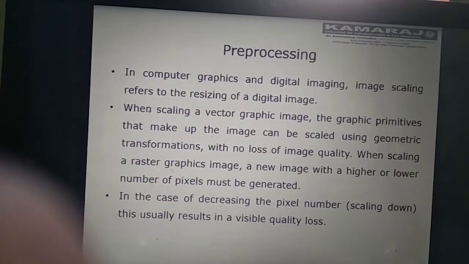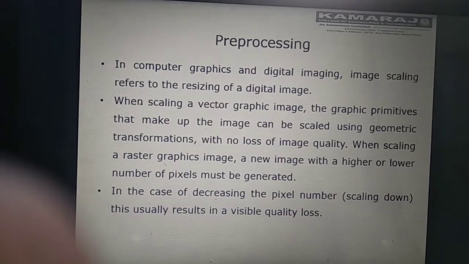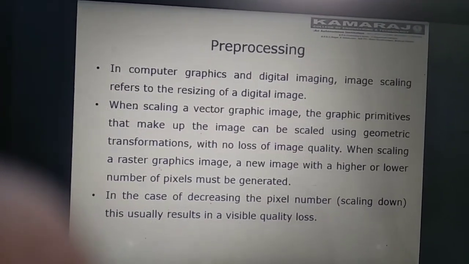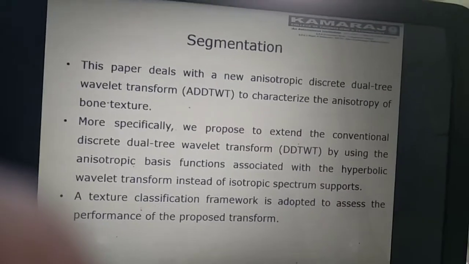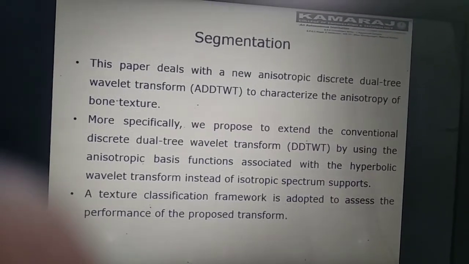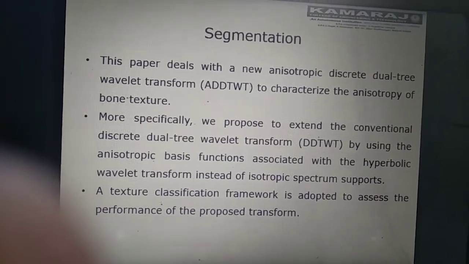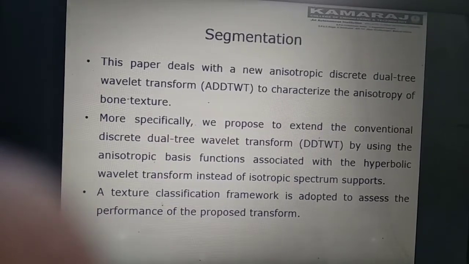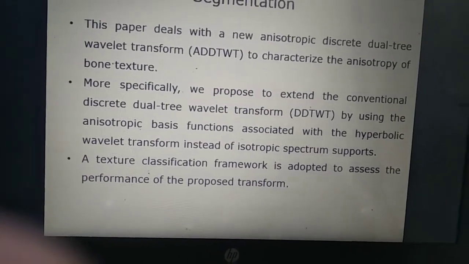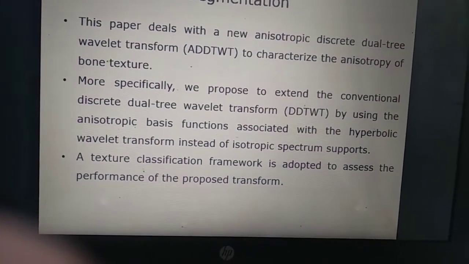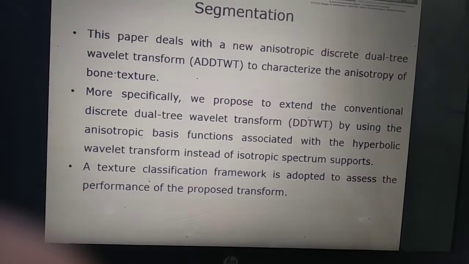Pre-processing. In computer graphics and digital imaging, image scaling refers to resizing of a digital image. In the case of decreasing the pixel number, this usually results in visible quality loss. Segmentation. This paper deals with a new anisotropic discrete dual tree wavelet transform to characterize the anisotropy of bone texture. The texture classification framework is adopted to assess the performance of the proposed transform. We propose to extend the conventional discrete dual tree wavelet transform by using the anisotropic basis functions, and also it is associated with the hyperbolic wavelet transform instead of isotropic spectrum supports.